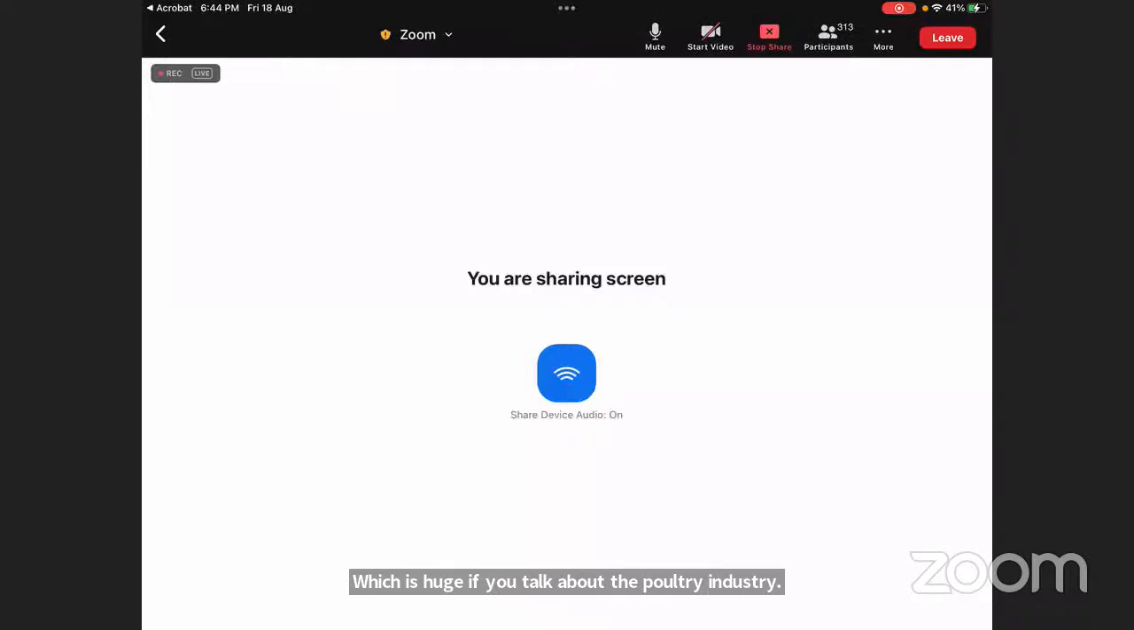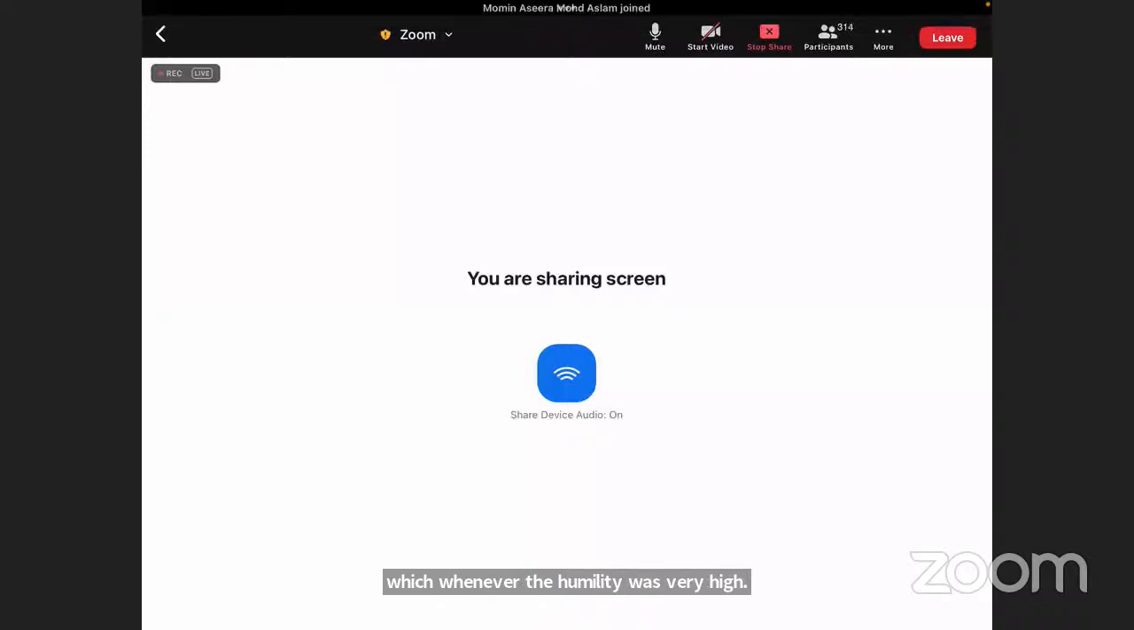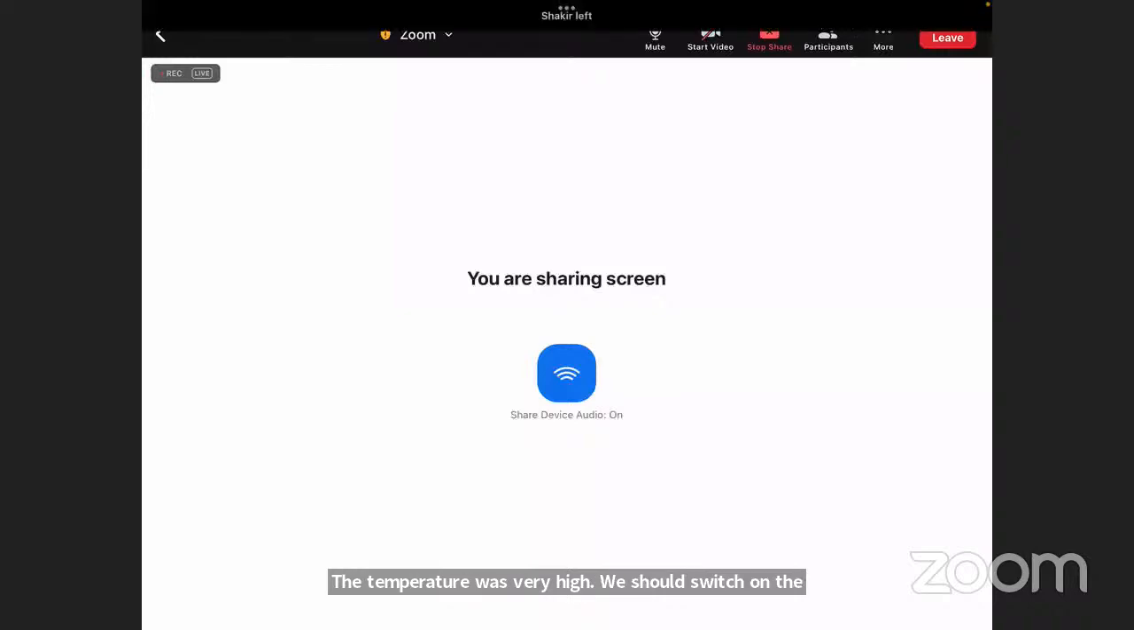Automation was also done. We had some fans there, and whenever the temperature was very high, we used to switch on the bigger fans. So that was a part of the automation. I think this example is clear for the efficiency and automation. You have a basic idea.